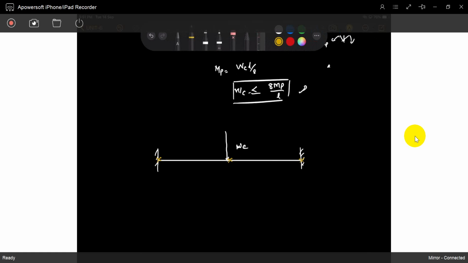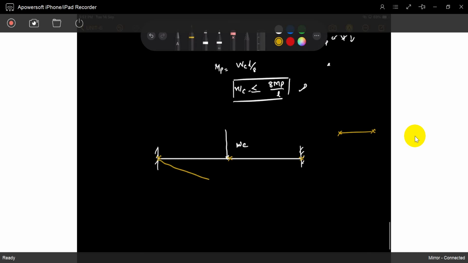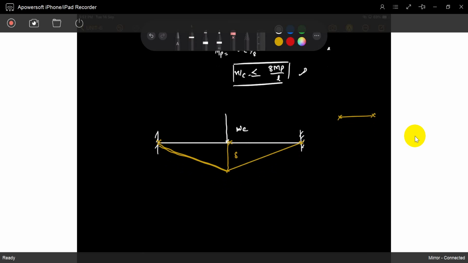If only two hinges are formed at these locations, it is a simply supported beam and does not enter into the mechanism. So when three hinges are formed, what will happen? It will go like this. This is delta. So what is the external work done? WC into delta. What is the internal work done? Imagine this is theta, this is theta, this is theta.